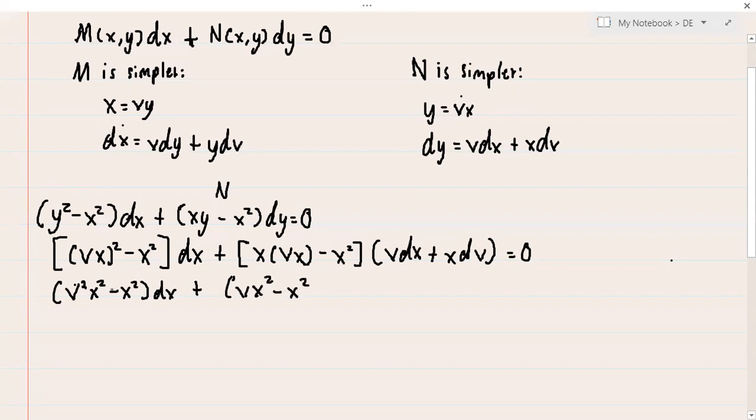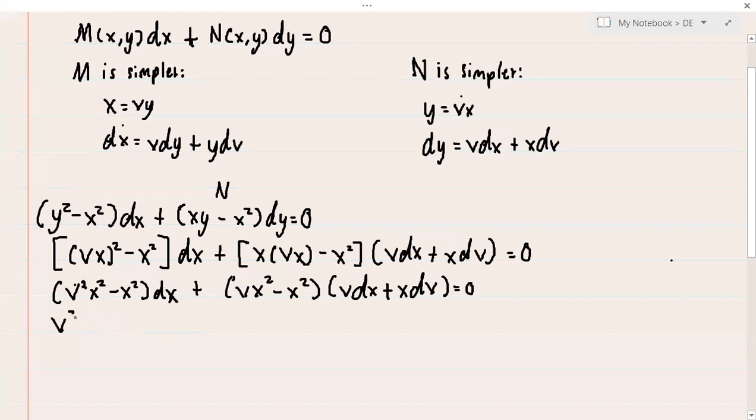Tama ba ako? V squared. Okay, tama. Sorry, just making sure. Times quantity v dx plus x dv is equal to 0. Alright, so what to do? Now, ang gawin ko, for the first term, i-distribute ko si dx dito sa nakaparenthesis.